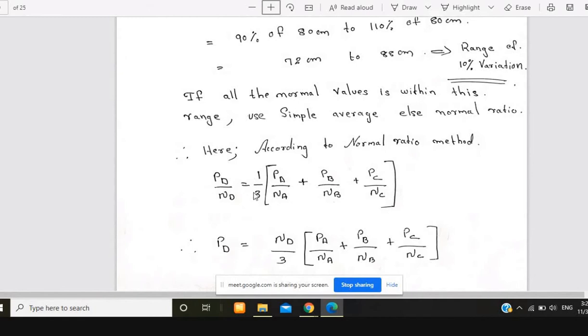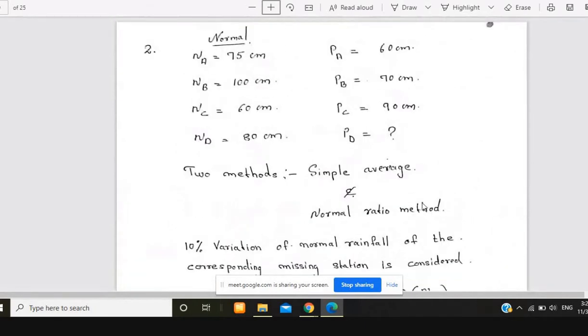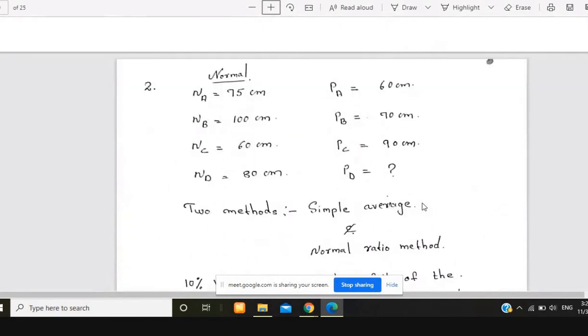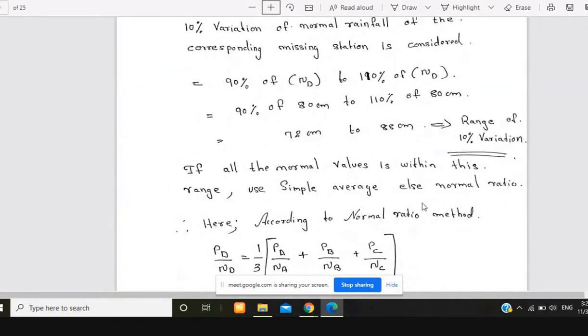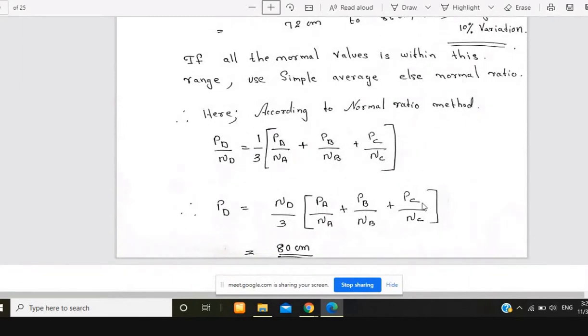That is ND by 3 into PA by NA plus PB by NB plus PC by NC. Okay, so other values are there with you. Substitute it, you will be getting 80 centimeter. Okay, the final answer is 80 centimeter.